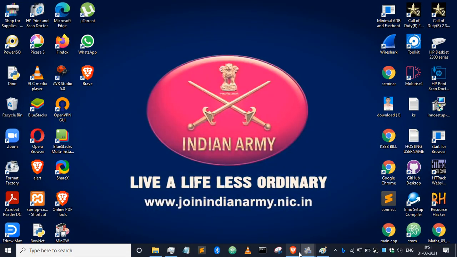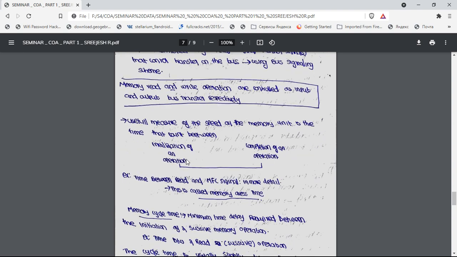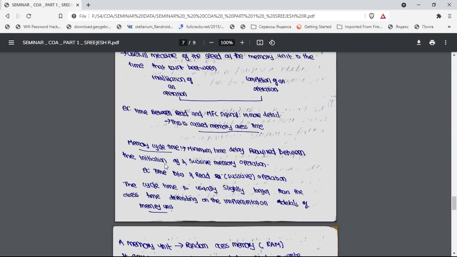So the memory access time is the time gap between the initiation of the operation and the completion of the operation. We can also say it is the time between the read and MFC signal. To initiate a memory operation we issue a read signal, and the operation is completed when the MFC signal, memory function complete, is acknowledged. The gap between these two is the memory access time.